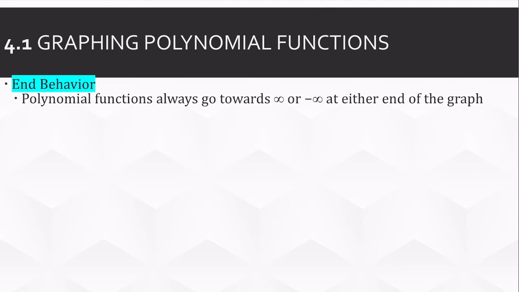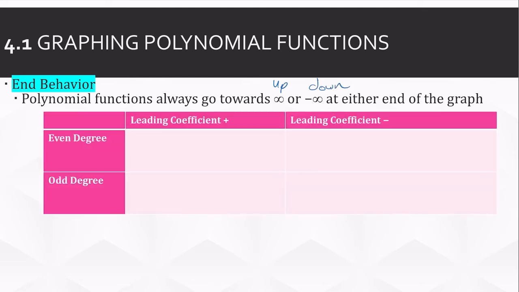All right, so we're leading to graphing here. So that substitution, direct substitution, is so we can make a table. And when we're graphing, it's nice to know what the ends look like. Polynomial functions always go towards infinity or negative infinity at either end of the graph. So in other words, they're either going up or down. And we can tell by looking at the degree and the leading coefficient.